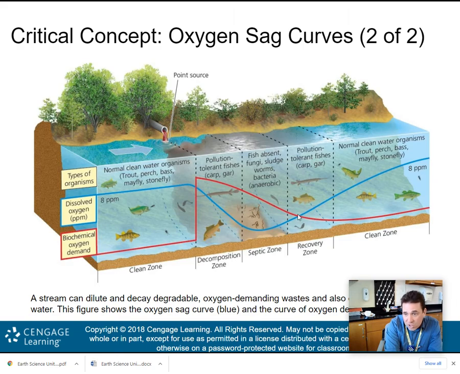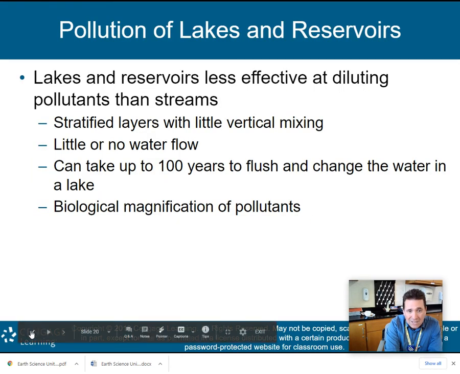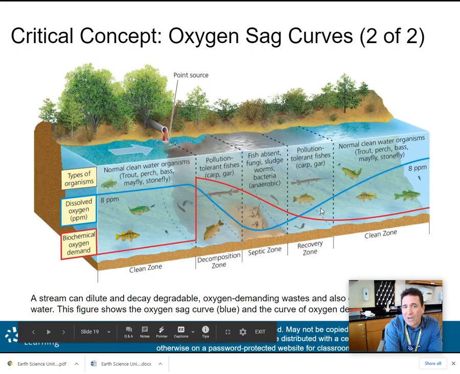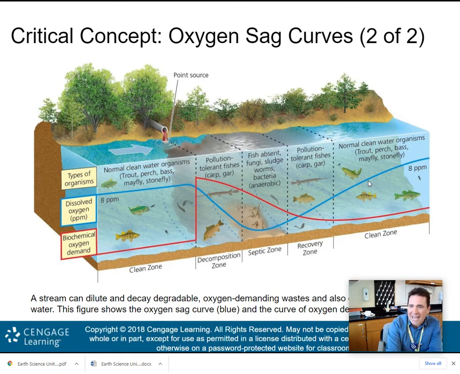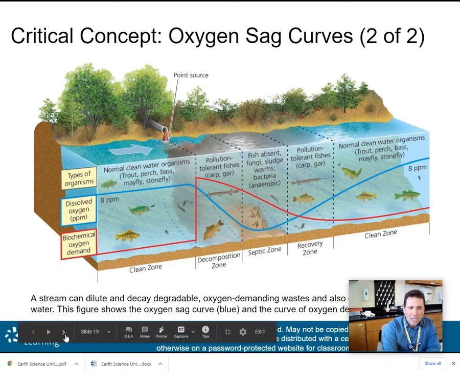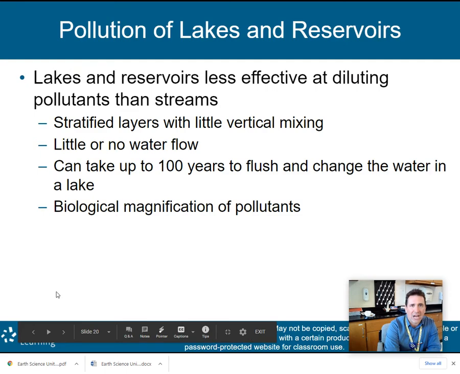That then reduces your oxygen demand, which will then increase the dissolved oxygen again. You get a recovery zone, and then eventually back to the clean zone where the dissolved oxygen is high and your biochemical oxygen demand is low. All right, these are your oxygen sag curves. And again, make sure you definitely understand what is going on here.